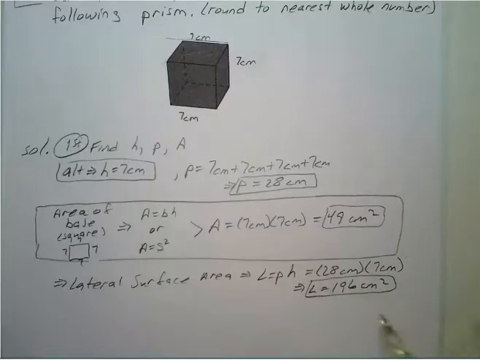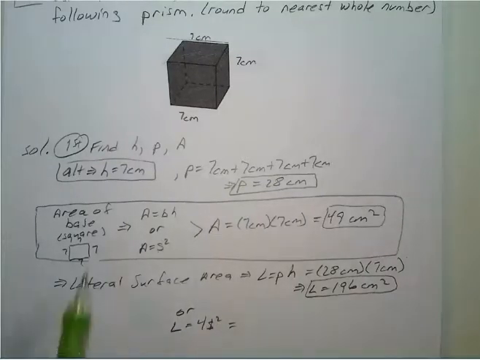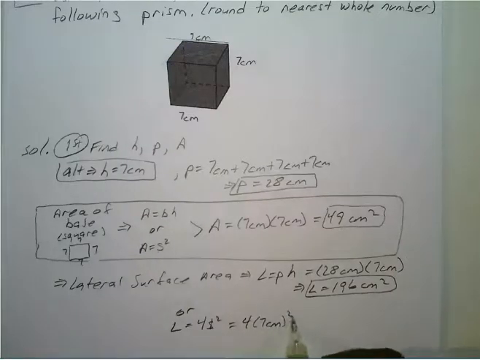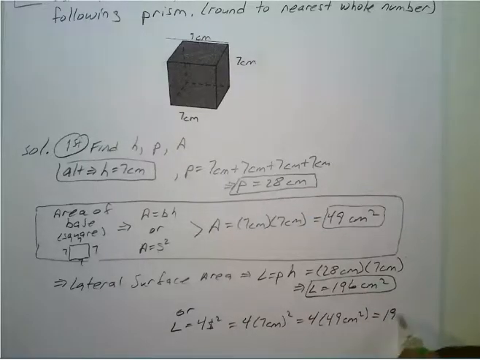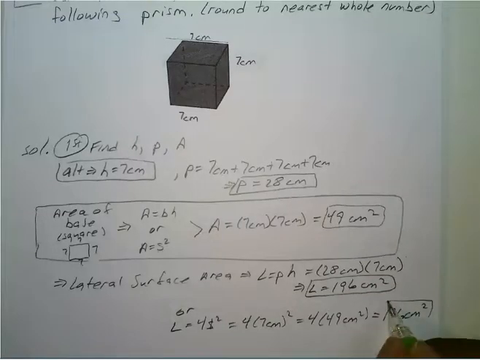Now remember, at the very beginning, I showed you the formula that you can use for cubes only. You can't use this other formula for any other prism. So you can say our lateral surface area is equal to 4 times the side squared. The side squared is just 7, so that's 4 times 7 centimeters squared, or 4 times 49 square centimeters, which is 196 square centimeters. So you get the answer either way.